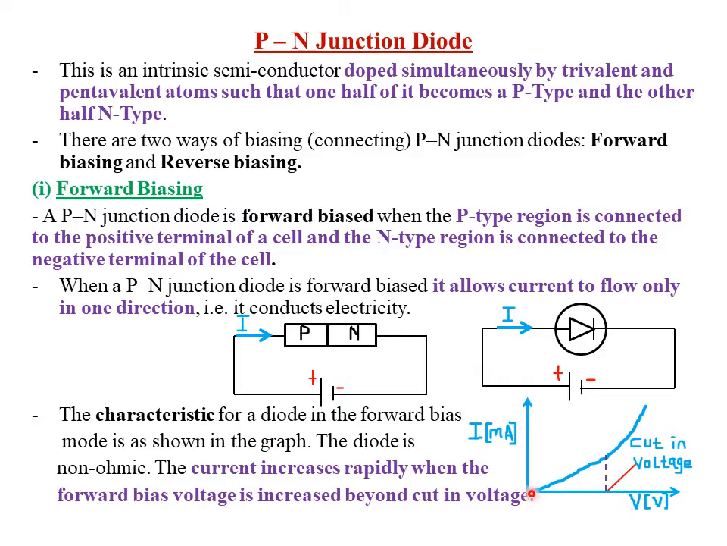And in that particular case, we would expect a straight line graph passing through the midpoint of these two axes. But you can see it is a curve. It is not a straight line graph, showing that the diode is non-ohmic. That is, its current and voltage do not increase proportionately. So when the voltage is increased slowly, the current also increases slowly. But when we reach a certain level of voltage, what we are calling the cut-in voltage, the current increases rapidly as compared to the voltage. Therefore, the current increases rapidly when the forward bias voltage is increased beyond the cut-in voltage. That is the minimum voltage beyond which the forward biased current actually increases rapidly.